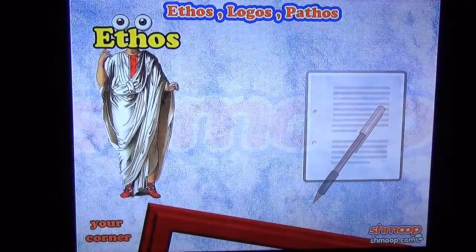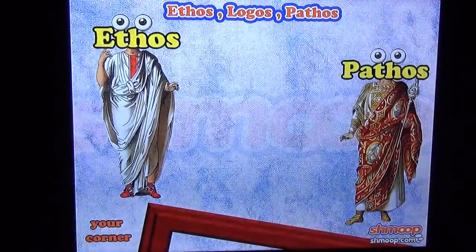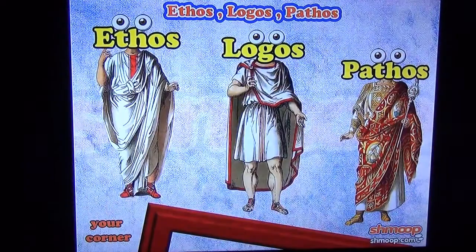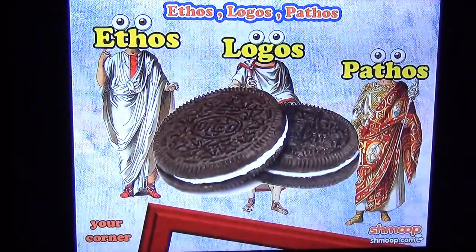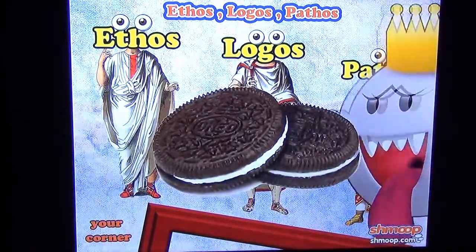So when writing an argument essay, don't set pen to paper without the big 3 in your corner. Ethos, meaning moral character, pathos, meaning emotion, and logos, meaning reason. You may also want to use Oreos, which won't add anything to your argument, but they sure are delicious.